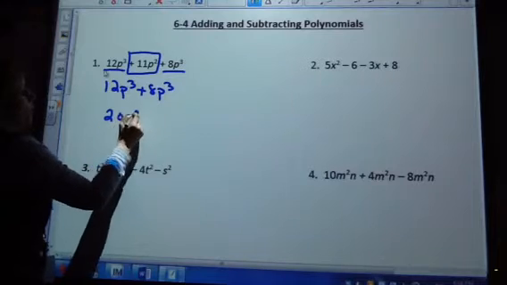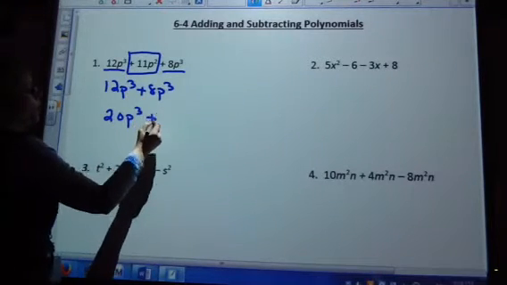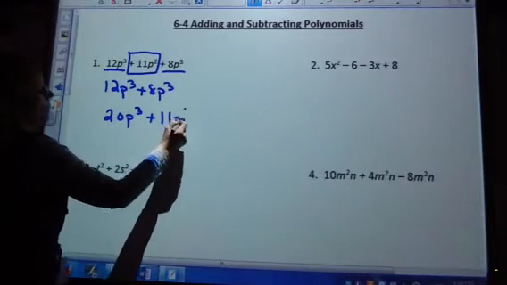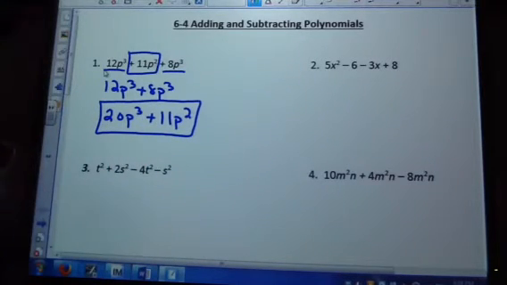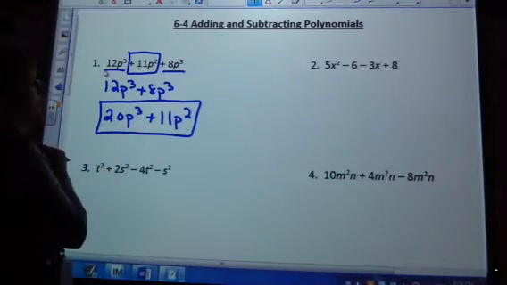Which is 20p cubed, and then don't forget about your plus 11p squared. So there's my answer in simplest form. Remember, we need to make sure it's in standard form. Standard form is where you start with the greatest degree and go down.